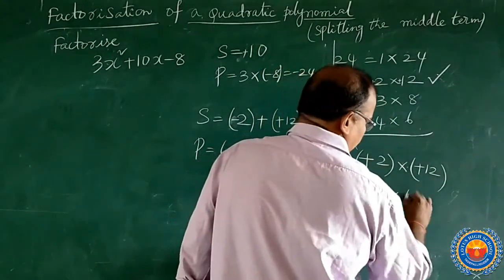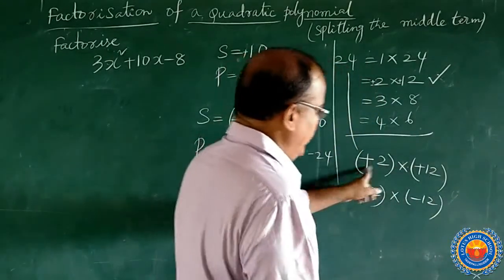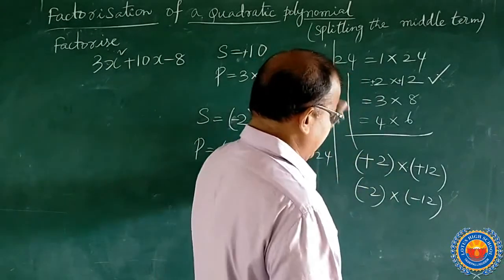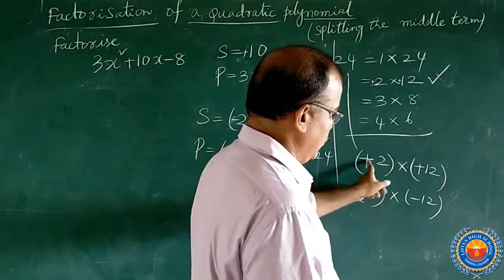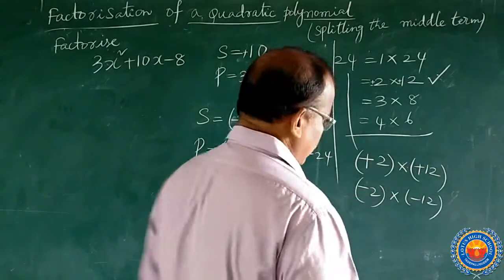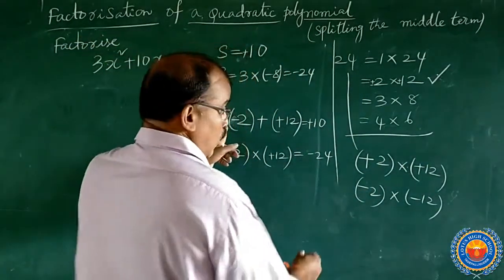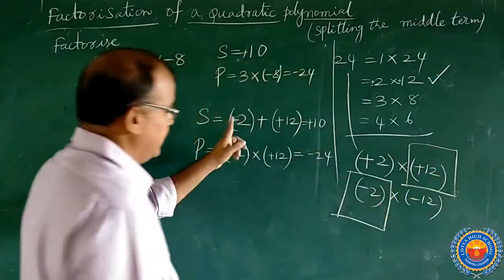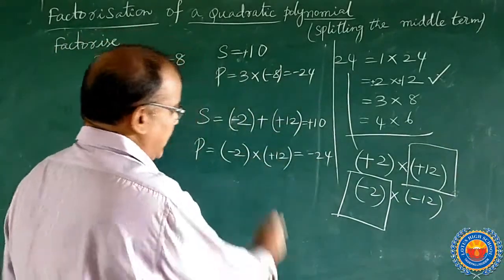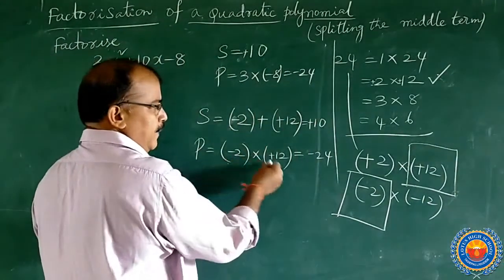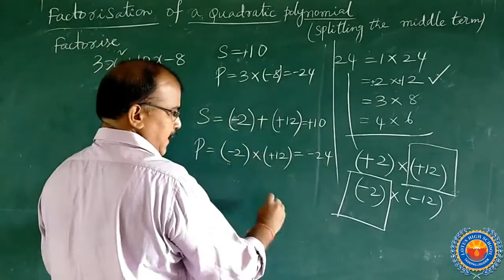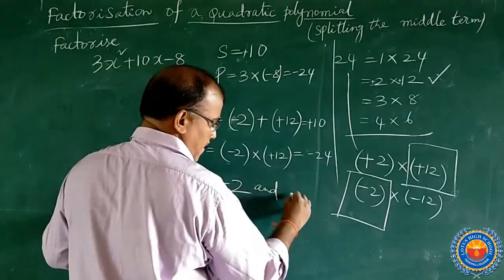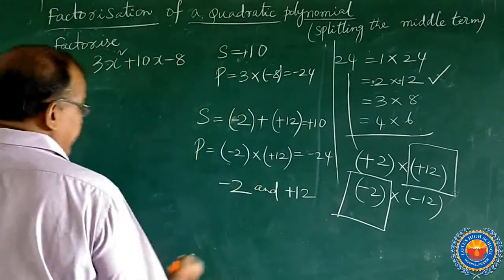Plus 2 into plus 12 is equal to 24, and minus 2 into minus 12 also. Plus into plus is plus, minus into minus is plus, 2 12s are 24. Both are correct. But here I have taken one number minus 2, one number plus 12. If I am adding those two, I got plus 10. If I multiply those two, I got minus 24. Therefore, my numbers are minus 2 and plus 12.